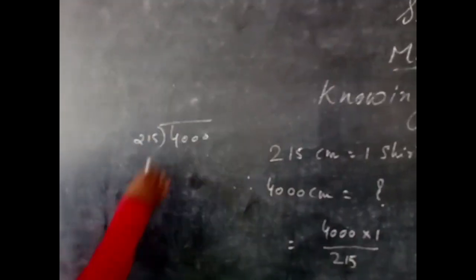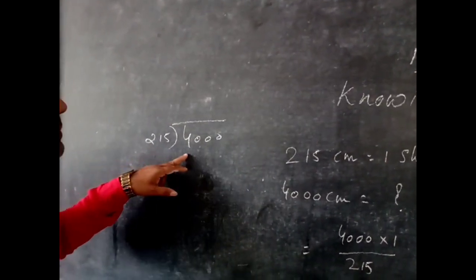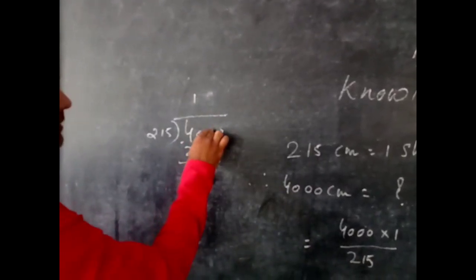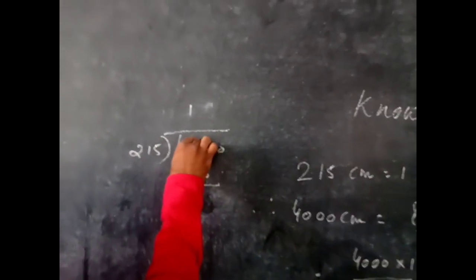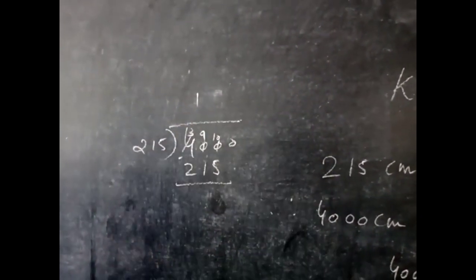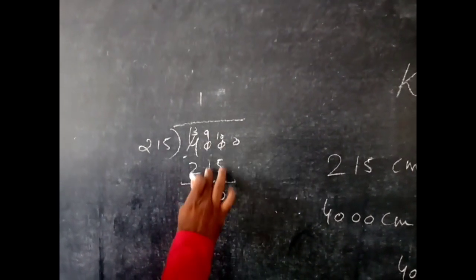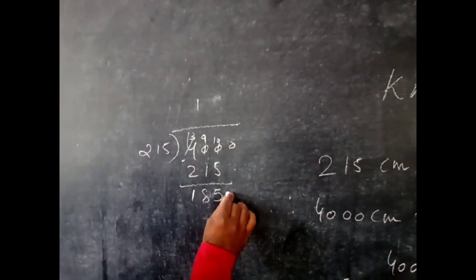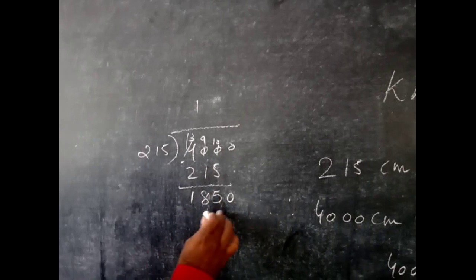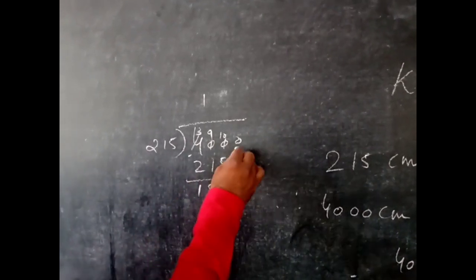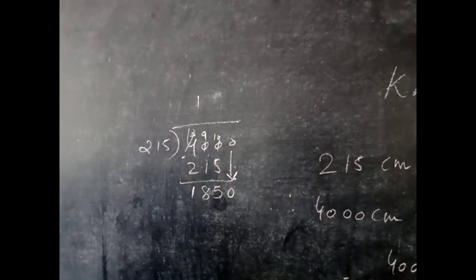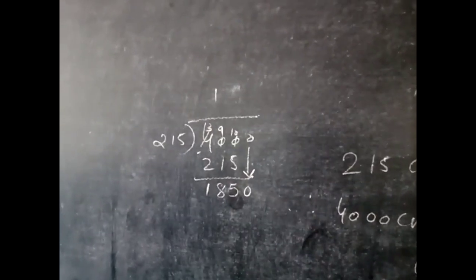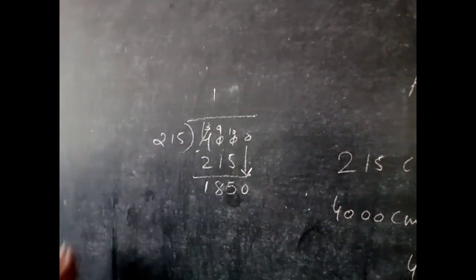215 ones are 215, 215 twos are 430. Now 0 minus 5 is not possible, so we have to borrow from here, so here is nothing, so 9, what we get 3, 10 minus 5, 5, 9 minus 1, 8, 3 minus 2, 1, so 1850, right? Now 215 ones are 215, 215 twos are 430, so like this way we have to multiply.